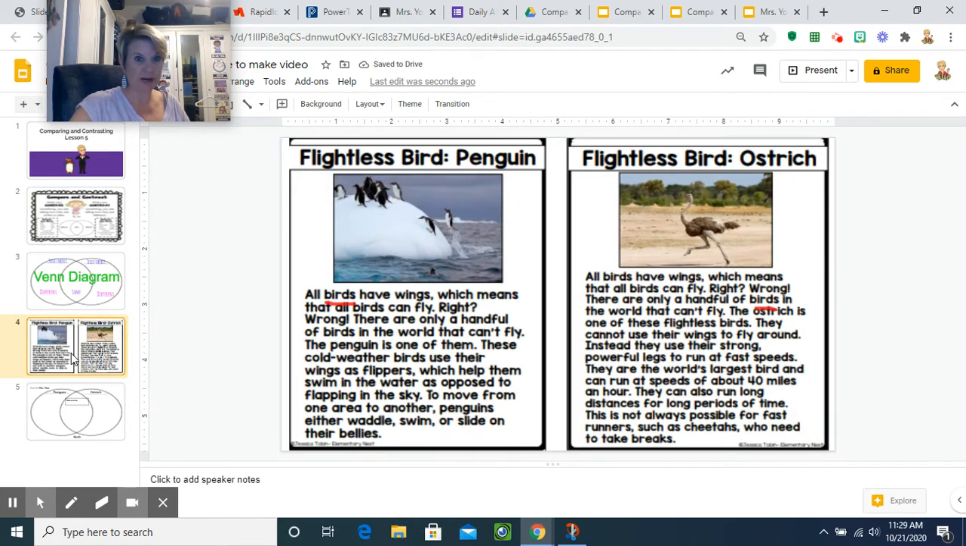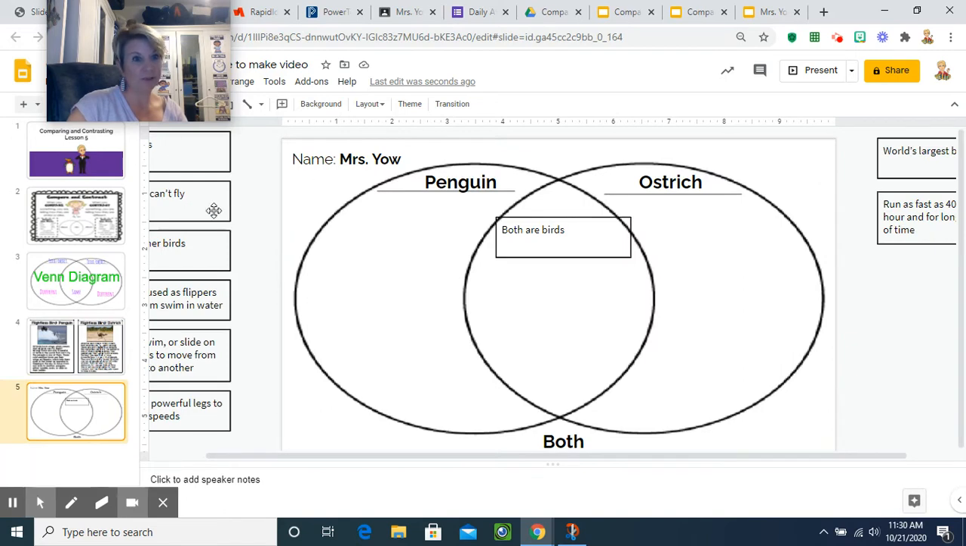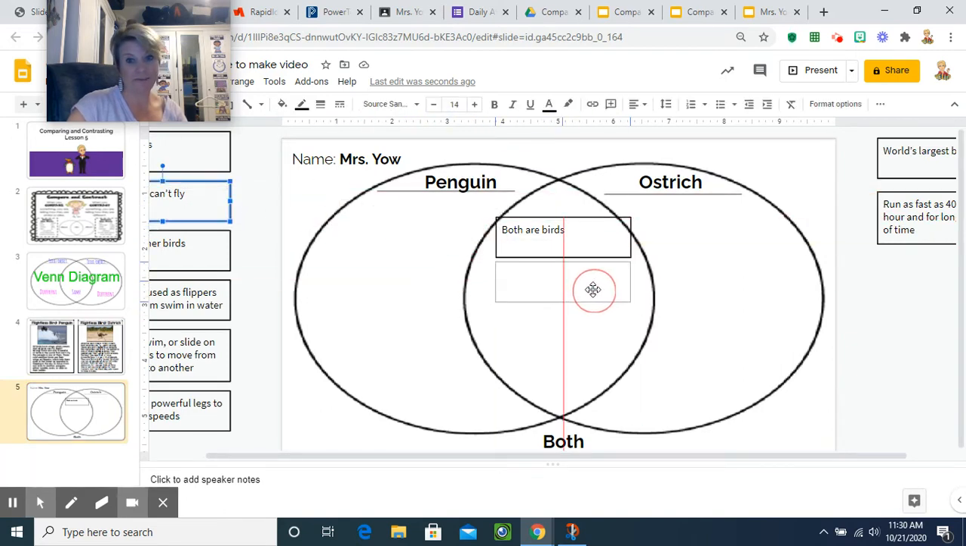All right, let's go back to our story and look again. I read that most birds can fly, but not all birds can fly. There's a handful of birds that can't fly, and the penguin is one of them that can't fly. Oh, my underlining skills didn't get any better. So I'm going to underline can't fly for the ostrich. And then I'm going to go back to my Venn diagram, and I'm going to put that both birds can't fly because that's the same about both of them.